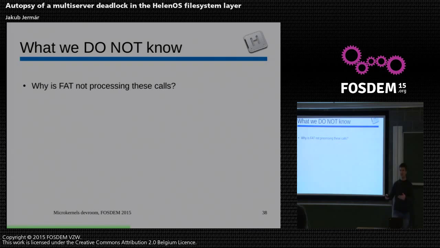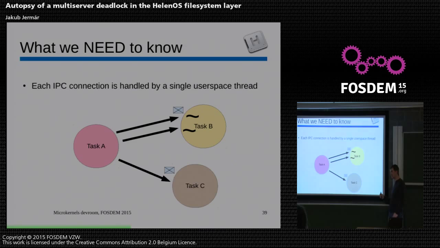Now, there is one thing that we absolutely have to know in order to be able to find the answer. And that is something about the HelenOS IPC mechanism. Because in HelenOS, if you have an IPC connection, it will be handled by a user space thread that we call fibril. And there will be only one for each connection. So the picture shows the three possibilities.